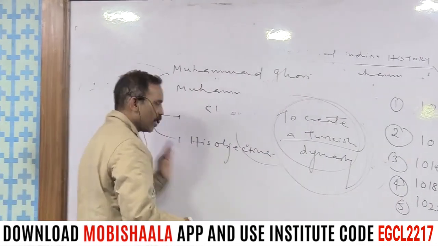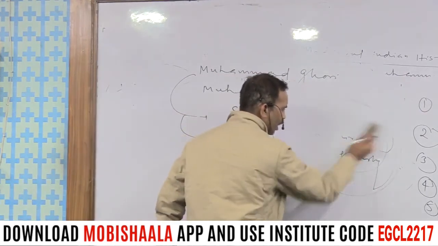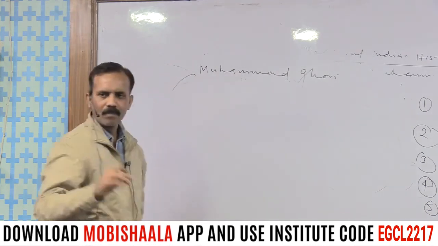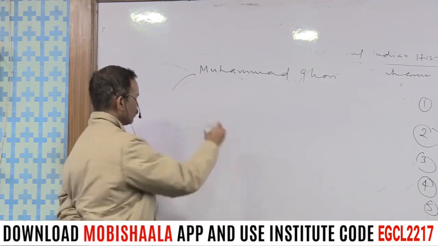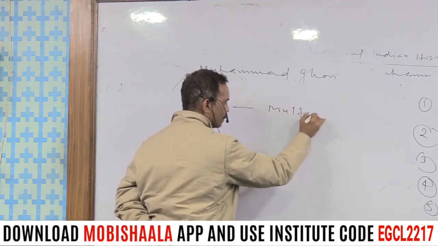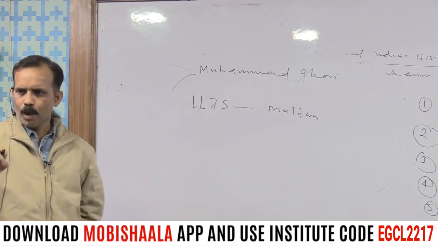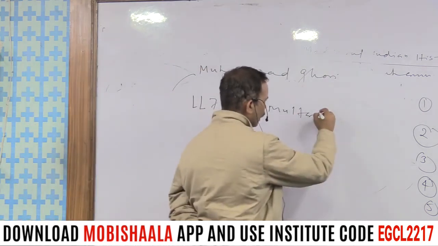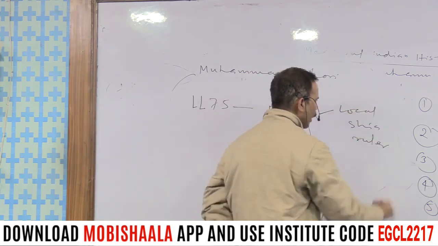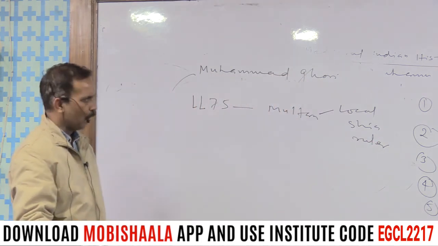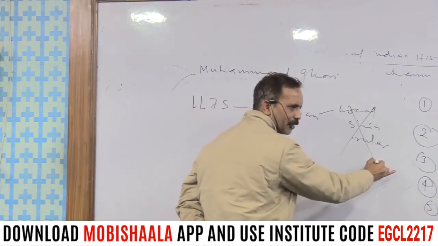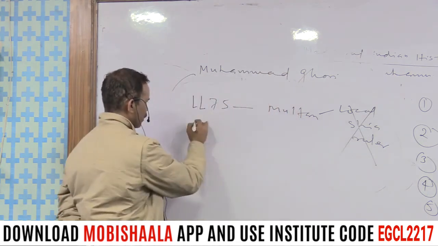Next, military expeditions of Gori. 1175 against Multan, ruled by a local Shia ruler. My dear, he was shattered. I mean, he was defeated. Okay. Next.